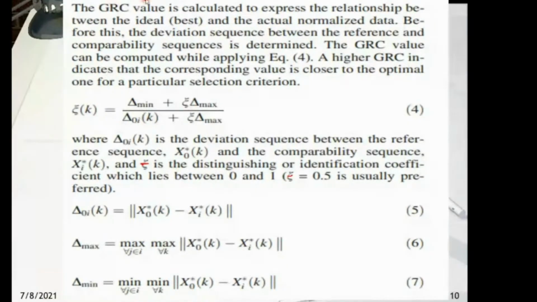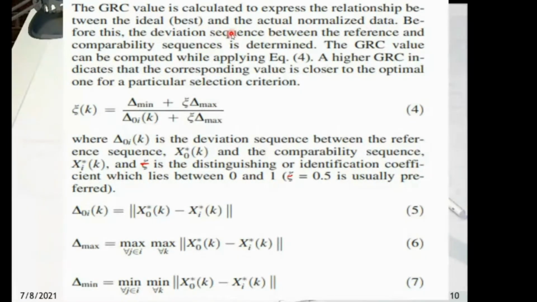Then the next step is the determination of the correlation coefficients. Here we'll use the equation delta minimum. The important concept here is that we are getting the normalized data, and before this, we'll make the deviation sequence between the reference and comparability sequences.